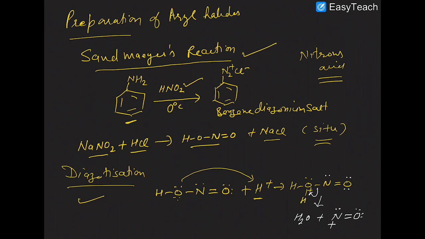The lone pair present on the OH of nitrous acid attacks H plus, and you have the formation of protonation of oxygen. After that, a positive charge develops on oxygen. To remove that positive charge, the bond pair between nitrogen and oxygen transforms towards oxygen, and water is eliminated, and you have the formation of what? This is called the nitrosonium ion.